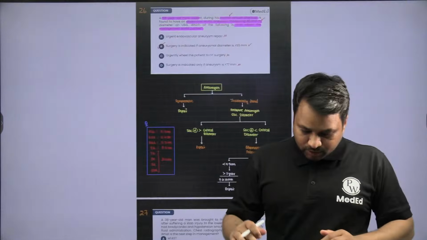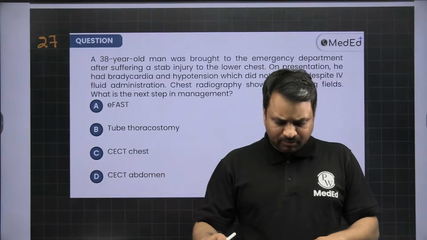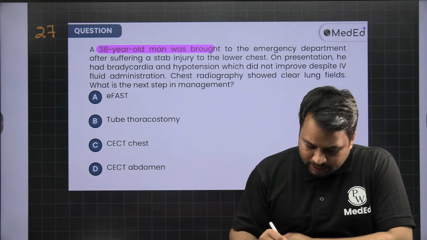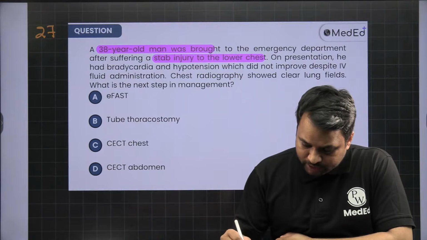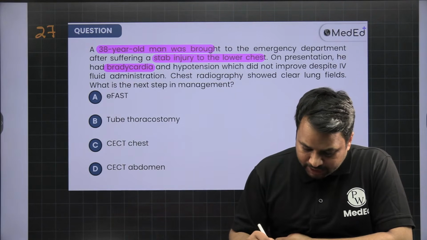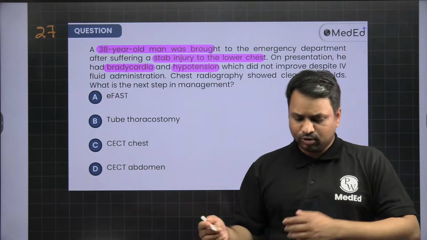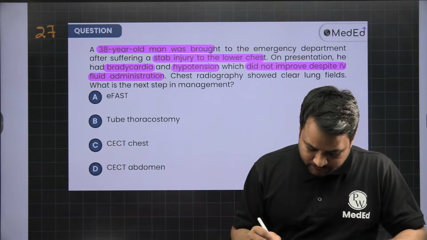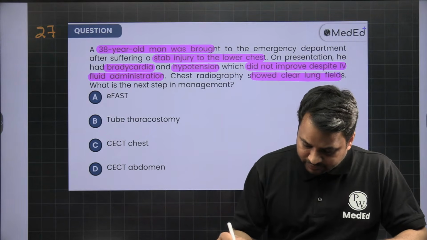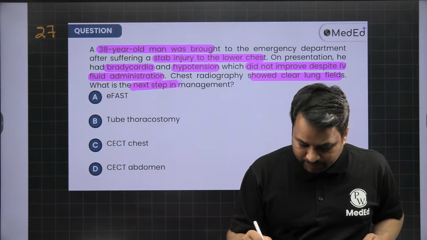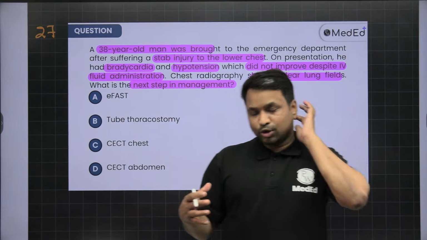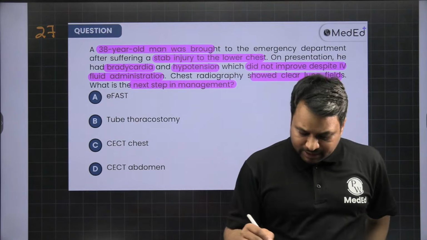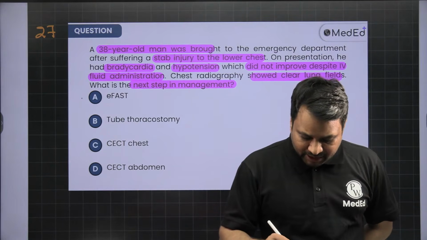So that was question number 26. Question 27, we have already seen before. A 38-year-old man is brought to the emergency department after a stab injury to the lower chest. Presentation had bradycardia and hypotension, usually seen in pneumothorax, right, which did not improve despite IV fluid administration. The chest radiograph shows clear lung fields, so there is no pneumothorax also. What is the next step in the management? Because the patient has presented with injury, and here there is some hemodynamic instability, the next step is going to be E-FAST, that is your extended FAST.